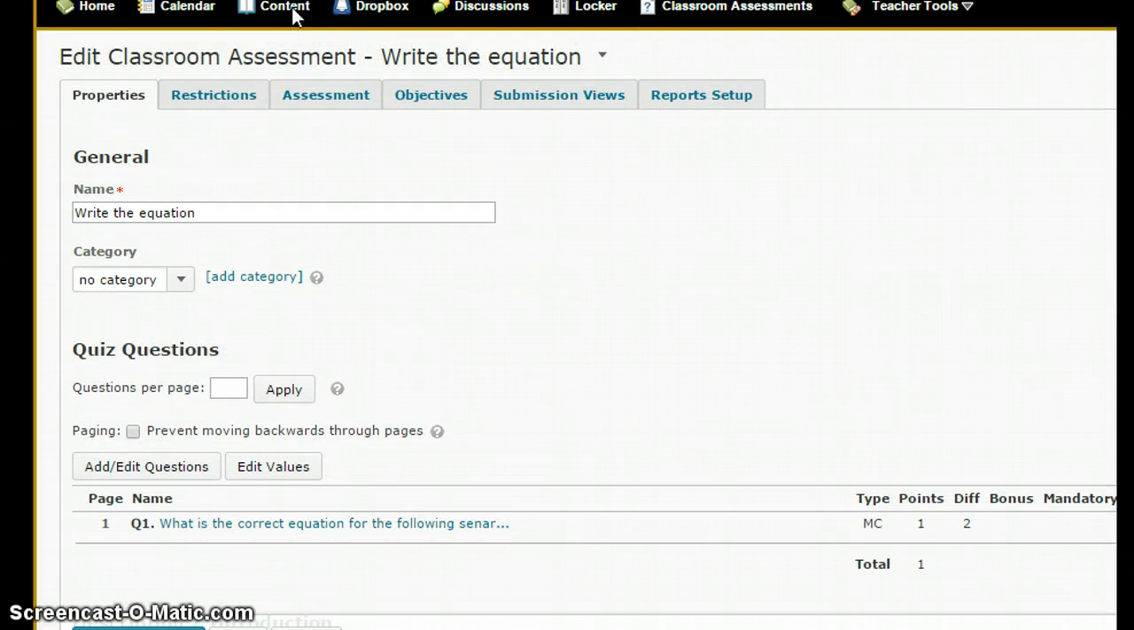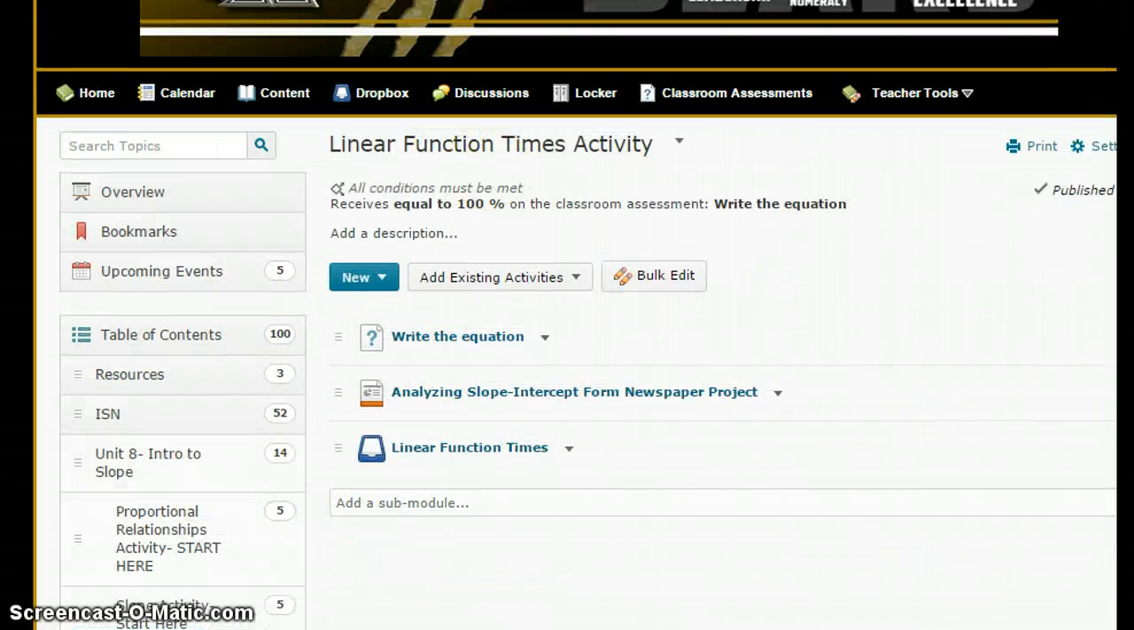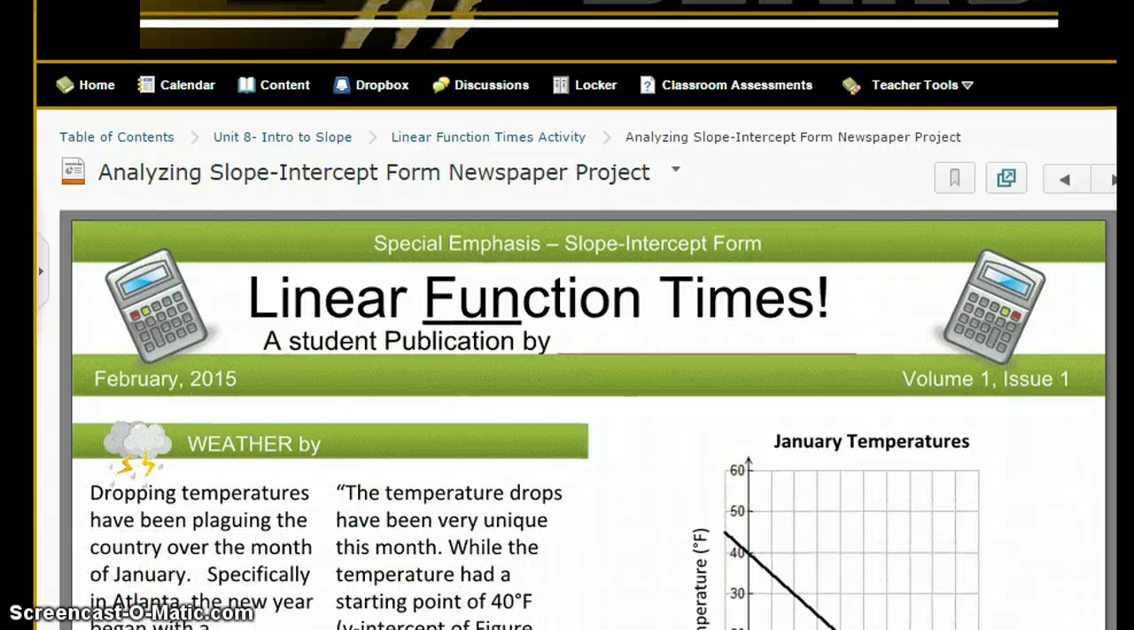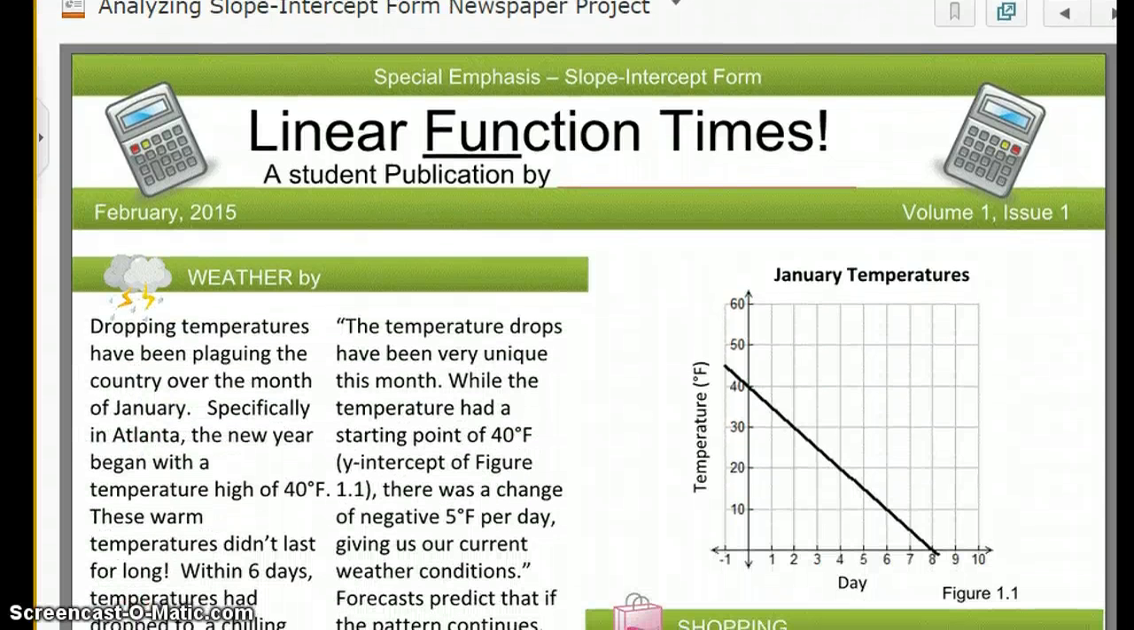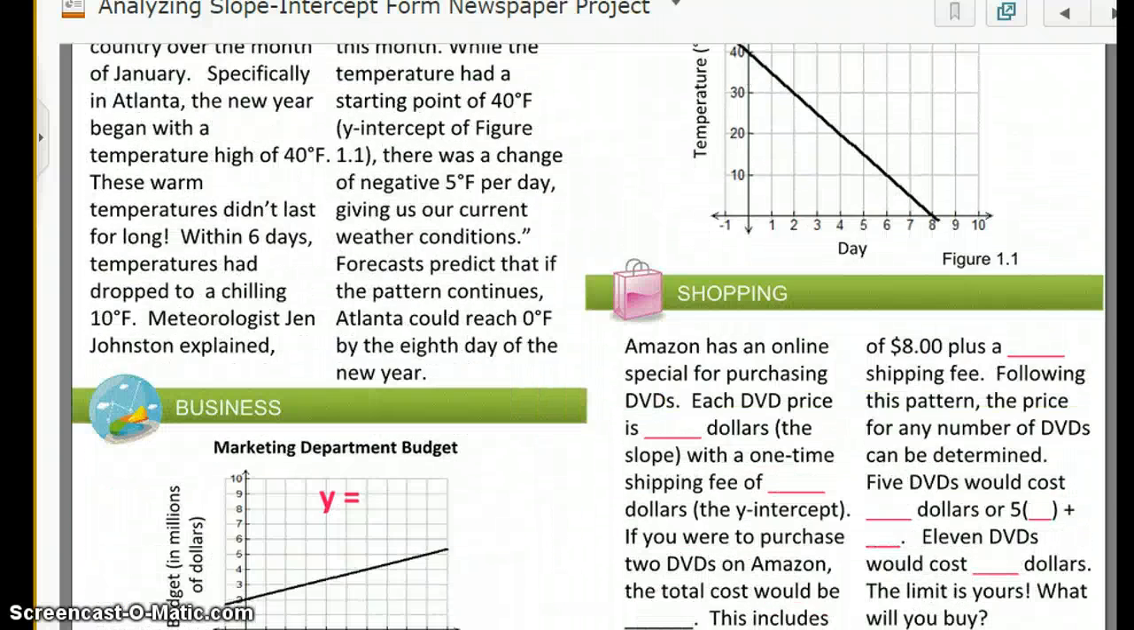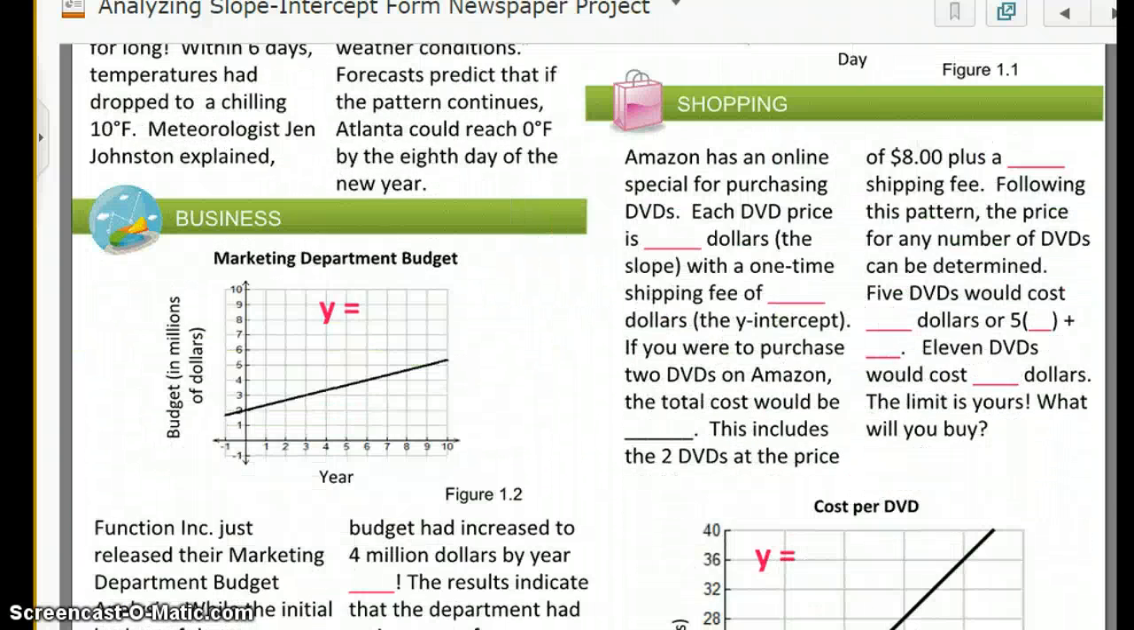So they will then see the newspaper project, and it looks like this. It's a 4-page newspaper. The students will download this to their computer. We're going to be in the computer lab for 2 days working on the project.